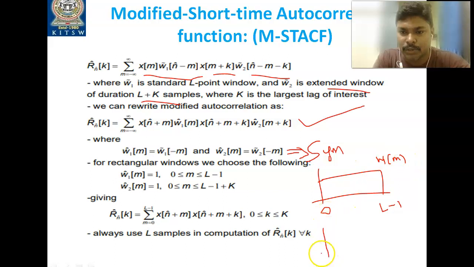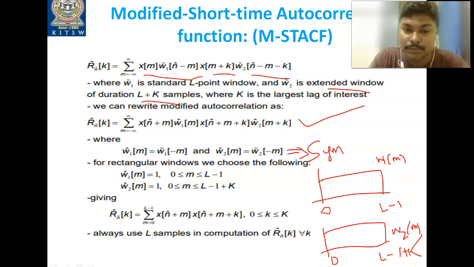When I draw the representation of the rectangular window for the next sequence, which is w2 of m, please understand the difference. It starts from 0 and then goes to L minus 1 plus k. That is the way we are going to design the rectangular window.